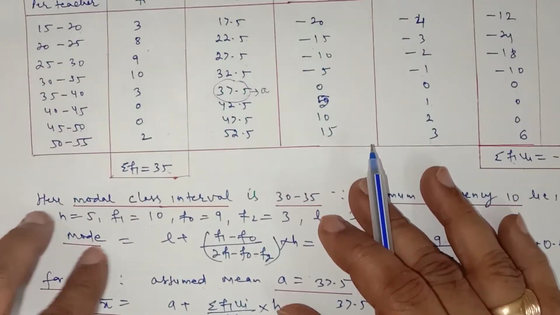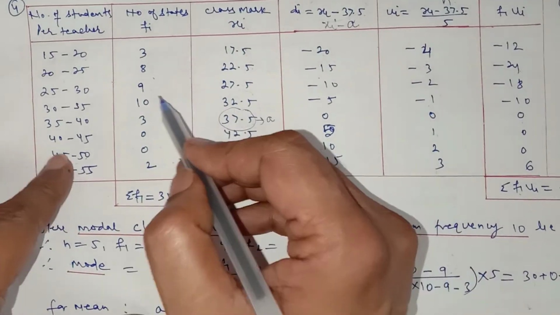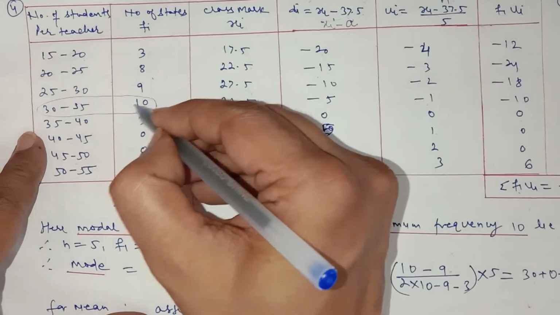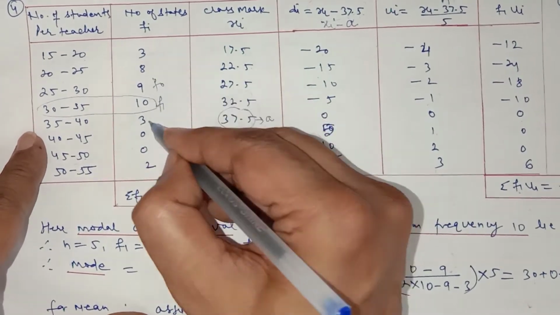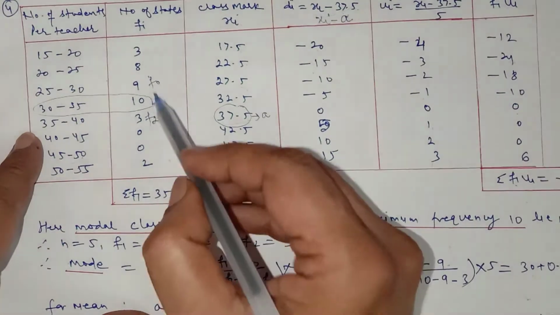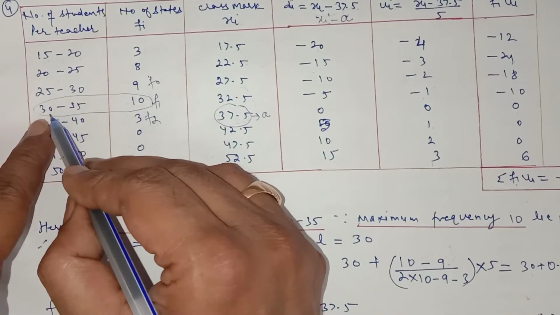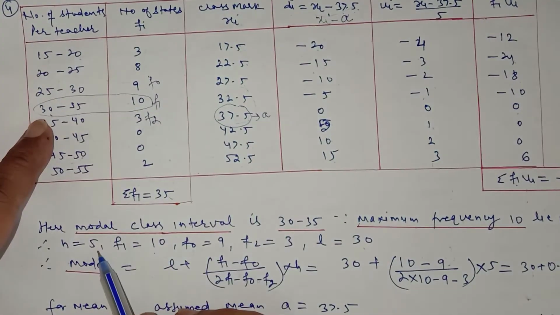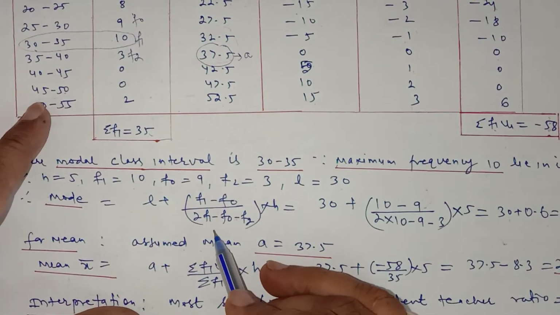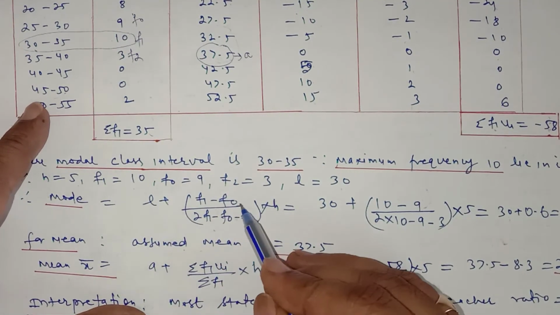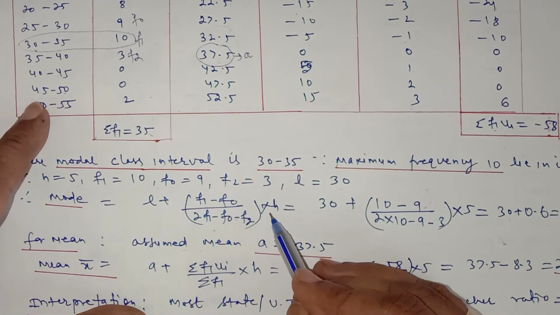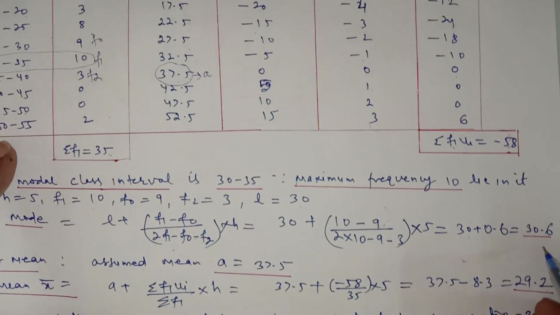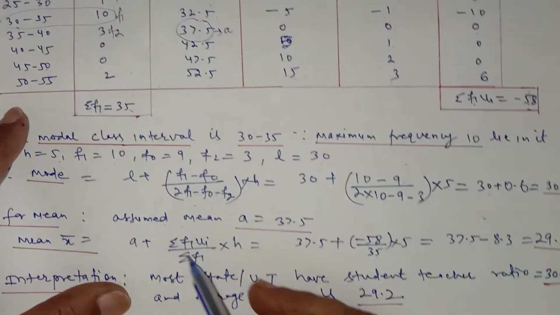So the mode is obtained by selecting the modal class. The modal class is the one with maximum frequency. So this is f1, this is f0, this is f2, and L is the lower limit of the modal class, which is equal to 30, and H is the class size, 20 minus 15, which is equal to 5. Simply you have to put these in the formula to obtain the mode, that is L plus (f1 minus f0) upon (2 f1 minus f0 minus f2) into H. Replace these values and simplify it: 30.6 is the modal number of students per teacher.